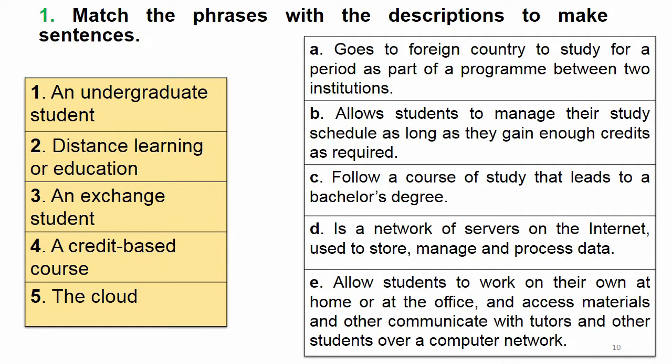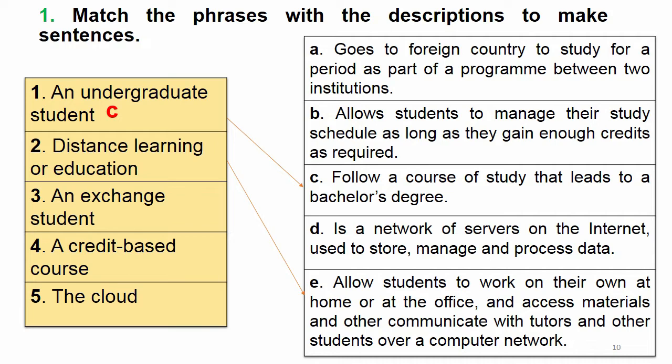Alright, time's up. Number 1, an undergraduate student. Can you give me the answer? Number 1, C: follow a course of study that leads to a bachelor's degree. Number 2, distance learning or education. Can you tell me the answer? Number 2, E: allow students to work on their own at home or at the office and access material and communicate with tutors and other students via a server or computer network.